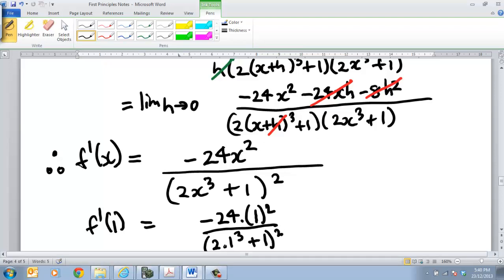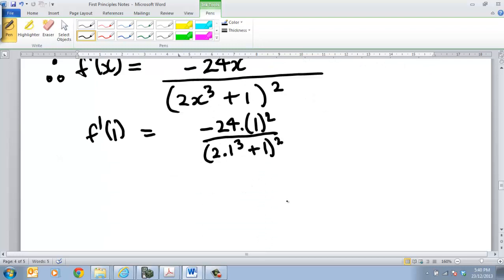So 2 times by 1 cubed is 2, plus 1 is 3. 3 squared is 9. And then that would be minus 24. So that would be the slope of the tangent when x is equal to 1 would be equal to minus 24 on 9. There you go.